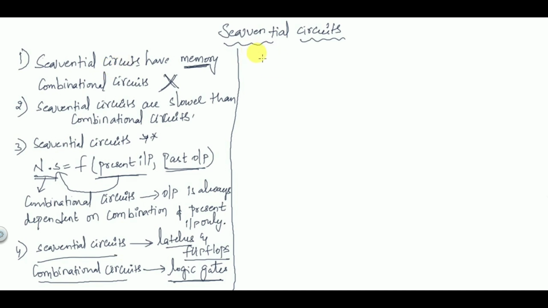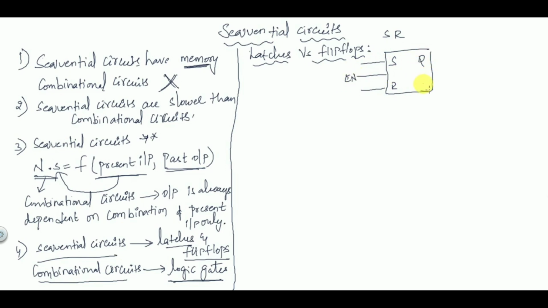Now we'll see the differences between latches and flip-flops. These two are the basic elements of sequential circuits. If you take an SR latch, it will look like this: S and R inputs, this is the enable input, this is Q and this is Q bar. So this is the SR latch.